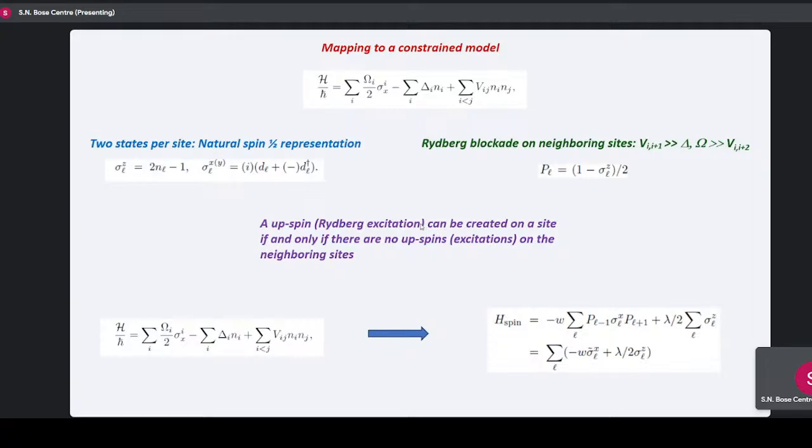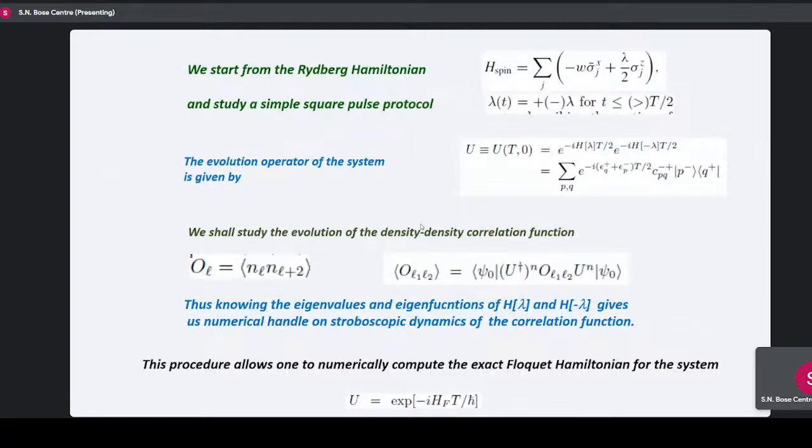So in what follows, what we are going to do is start from this Rydberg Hamiltonian and study a simple square pulse protocol where I drive this effective magnetic field, or this detuning term, according to a square pulse protocol given by this. So this lambda t just changes sign between the two half cycles. How do I treat this system? There are two ways. One of them is numerical and exact, using exact diagonalization on finite size systems.